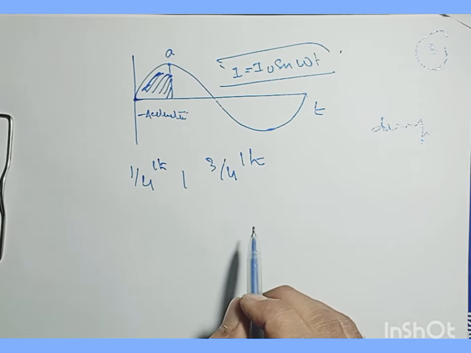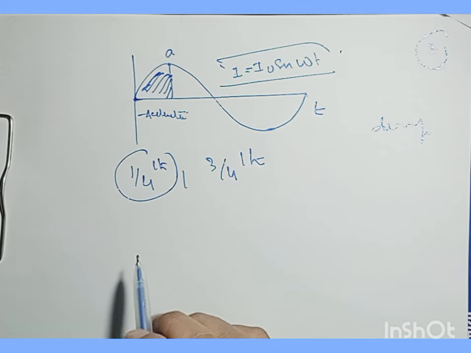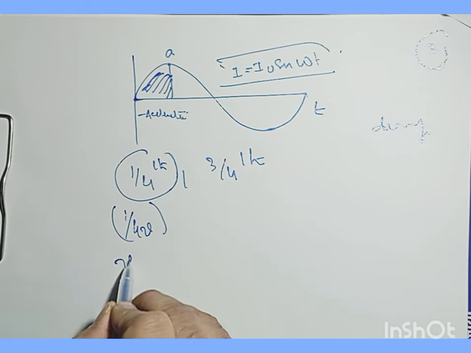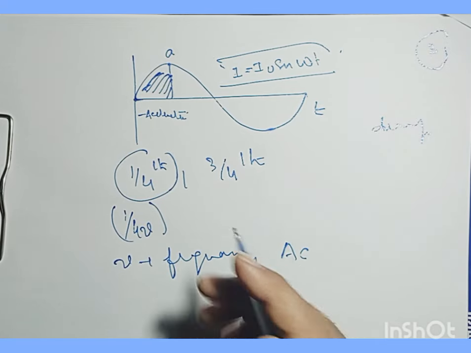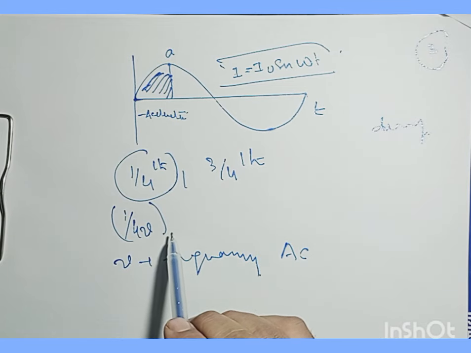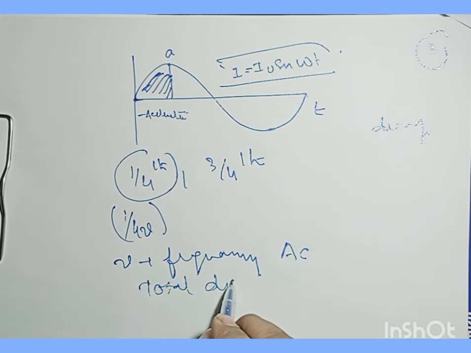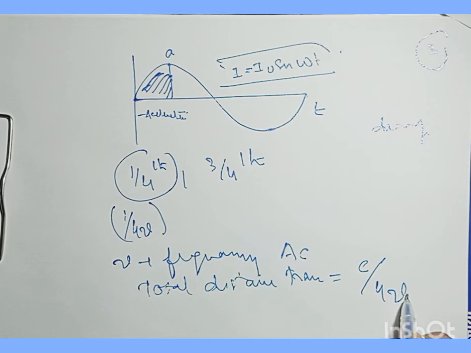Now it should be noted here that the change of the flux takes place in a quarter of the cycle, or during an interval 1/4 nu, where nu is the frequency of this alternating current. Electrons travel with a velocity close to the velocity of light. And therefore, what will be the total distance traveled? That will be given by C by 4 nu. C is the speed, and 4 nu has the dimensions of time. So speed is distance by time, so distance is speed into time.